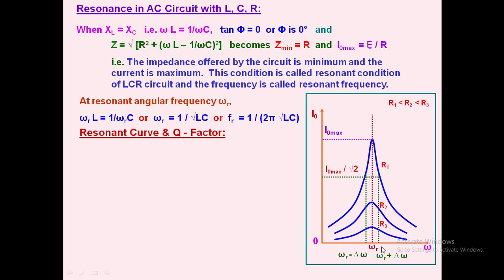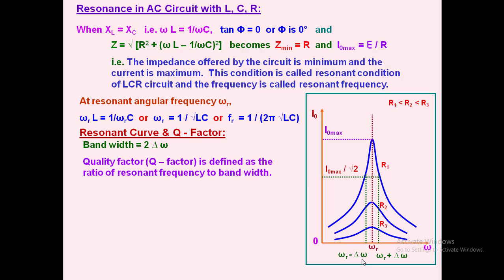where you have two different frequencies on either side of resonance. That is omega R minus delta omega and omega R plus delta omega. This is called as bandwidth, which is nothing but 2 delta omega. So omega R plus delta omega minus omega R minus delta omega is nothing but 2 delta omega, which is called as bandwidth. So bandwidth is equal to 2 delta omega.